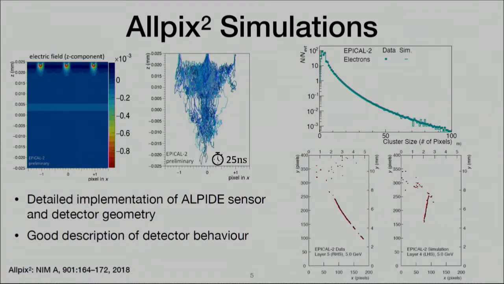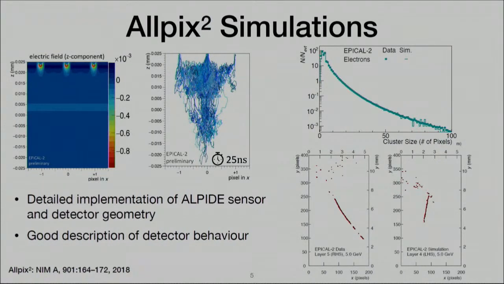You should also note the dominant feature of clusters: of course, you get clusters of average cluster size 4, so 4 pixel hits, but very rarely there are extremely large clusters. And even this feature is nicely described, and here you see two examples of what happens sometimes in the detector. We think we really understand well what's going on here.